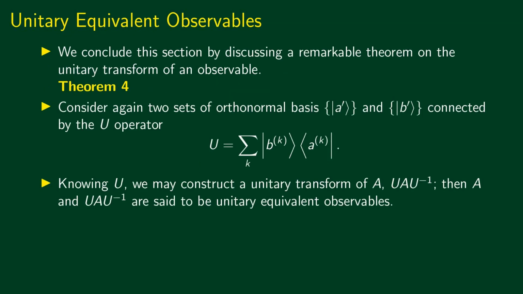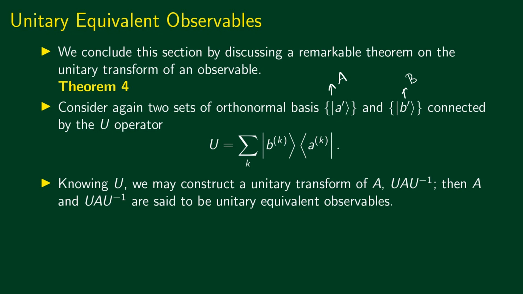Let's conclude the section by discussing a remarkable theorem on the unitary transform of an observable. Now let's consider again two sets of orthonormal bases. One is constructed out of the eigenkets of observable A. The other one is constructed out of the eigenkets of observable B. So we call this the A basis and this the B basis. Now we know that if we have two different sets of bases, we can connect the kets in these sets by the unitary operator defined as U equals the sum over k of ket b_k bra a_k.